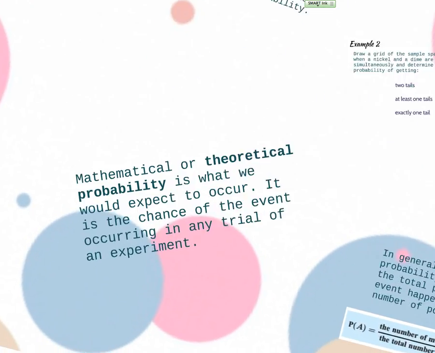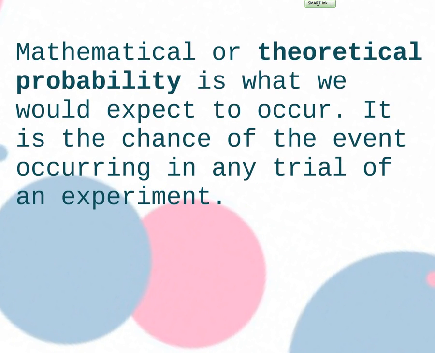Okay. So it's sometimes called mathematical probability. I usually prefer the term theoretical probability. It's what we would expect to occur. It is the chance of the event occurring in any trial of an experiment. I know we defined this on Thursday as being probability based on symmetry. So this is like what you would think would happen without any other factors, without actually doing an experiment.